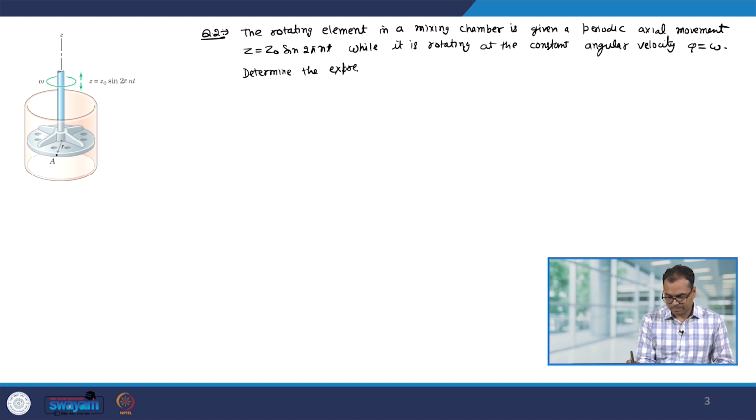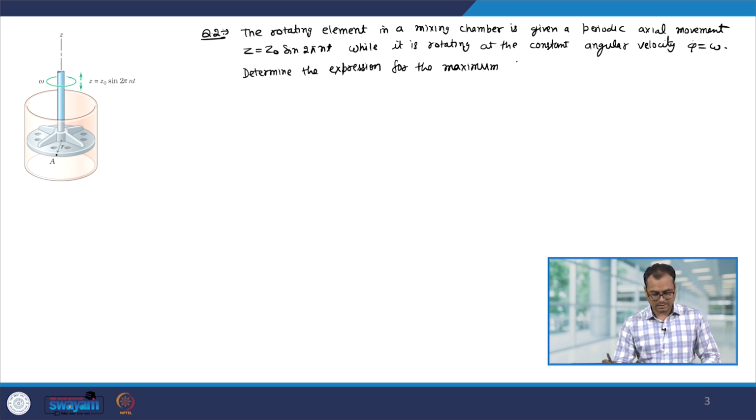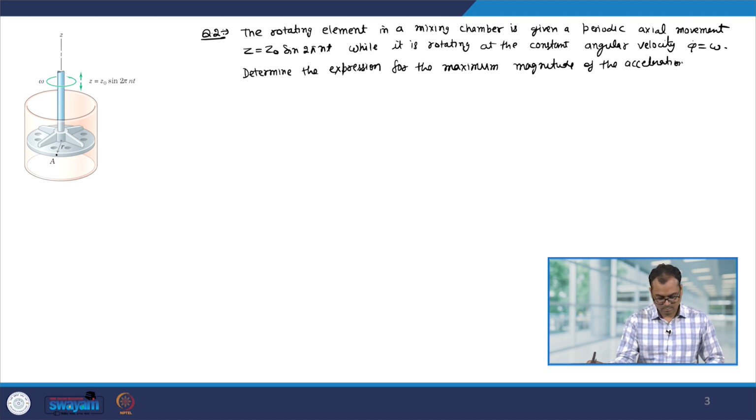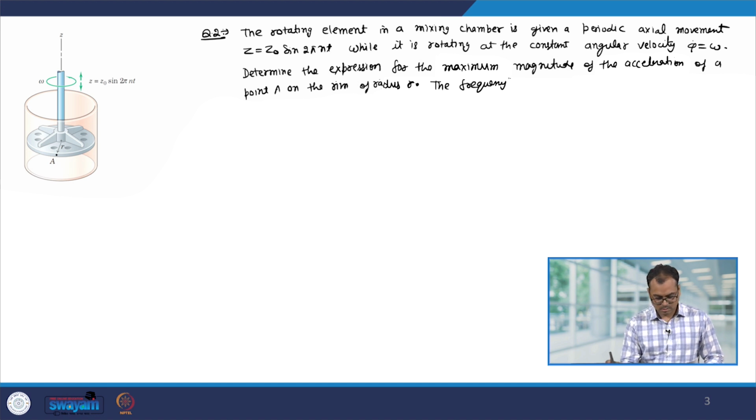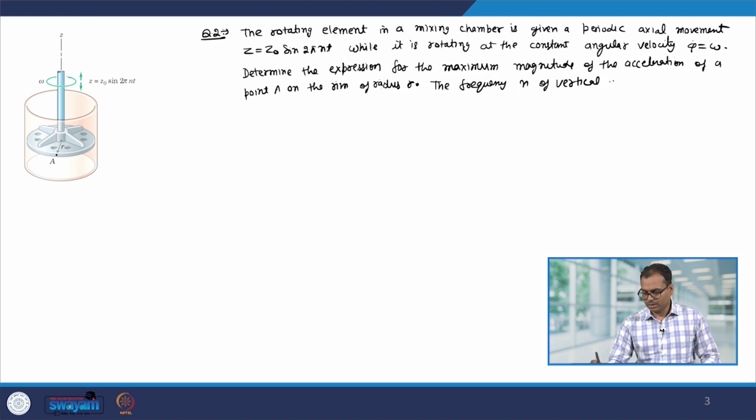We are asked to determine the expression for the maximum magnitude of the acceleration of a point A on the rim of radius r, and it is given that the frequency n of vertical oscillation is constant.